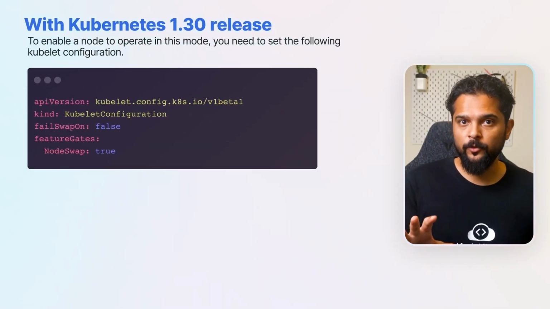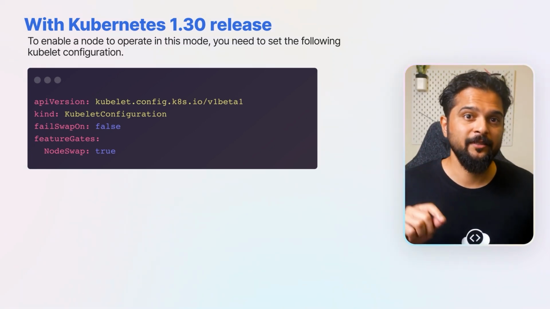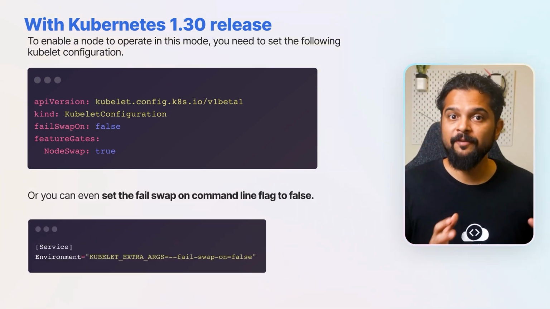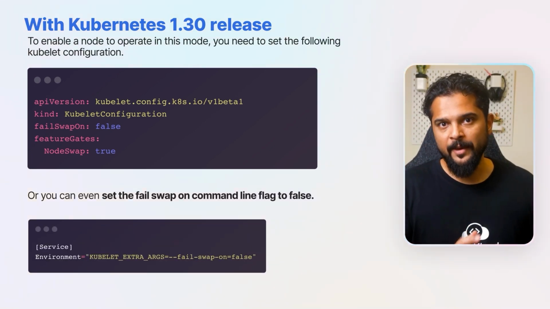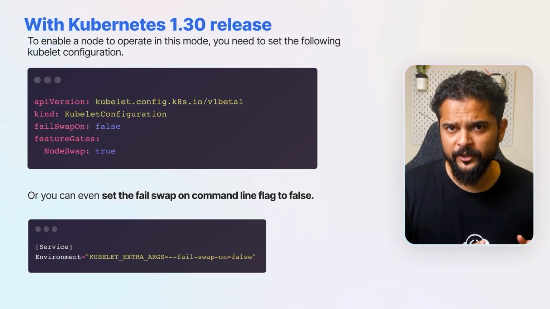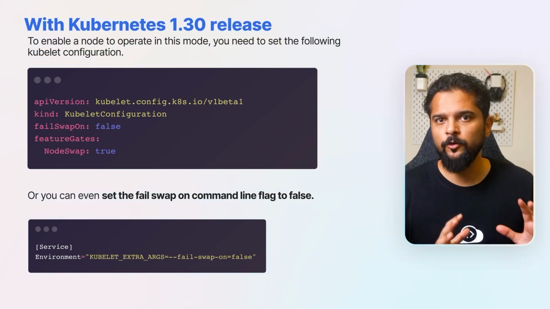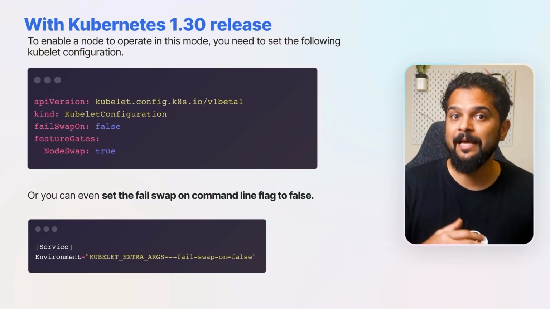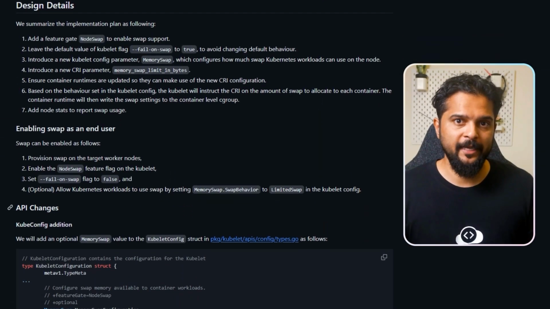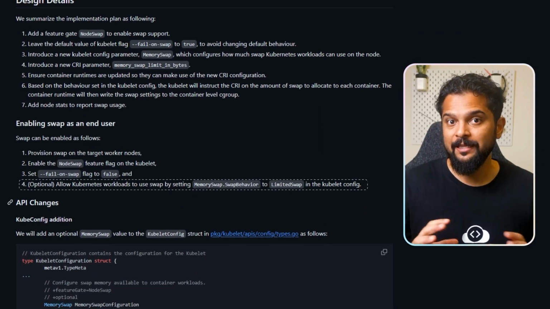Now, to enable a node to operate in this mode, you need to set the following kubelet configuration, or you can even set the fail swap on command line flag to false. Now, this configuration ensures that the kubelet can run on nodes with active swap space without allowing pods to use it. Now, the most notable addition in version 1.30 is the limited swap mode.